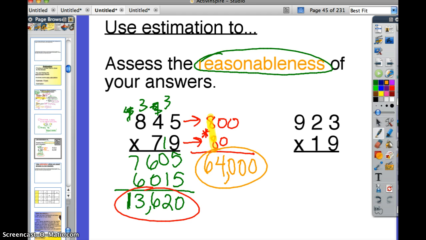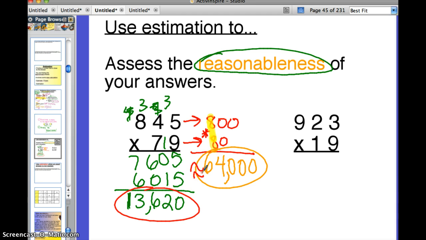Now, let's take a look. This is what our number should be around. Our answer should be around 64,000, but it is nowhere near 64,000. So we must have made a mistake somewhere along the way. And that is a great skill. If you're cross-checking your estimate with your answer, you can pick up on mistakes and give it another go. So this is incorrect, and I would retry it.